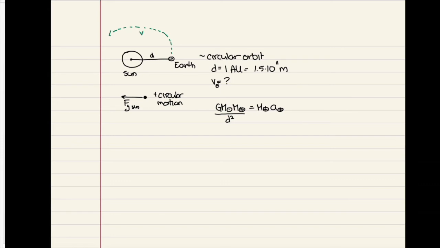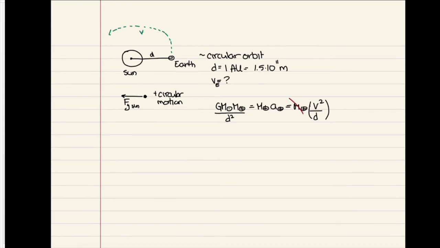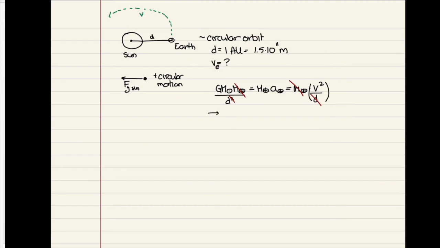Newton's second law. But if it's circular motion, particularly uniform circular motion, then this is v squared over d, sorry, not v squared over r, for uniform circular motion. In this case, the mass of the Earth cancels. One of the d's cancel. And you get that the velocity of the Earth is the square root of G M Sun over 1 astronomical unit. If you plug in the numbers, it's about 30 kilometers per second.